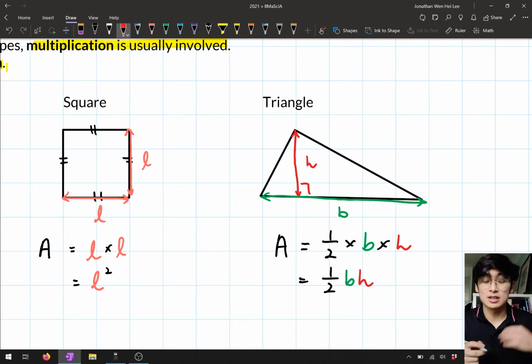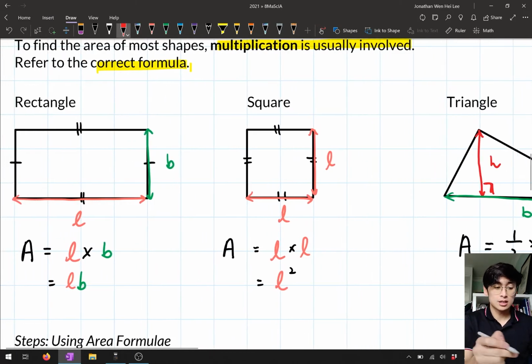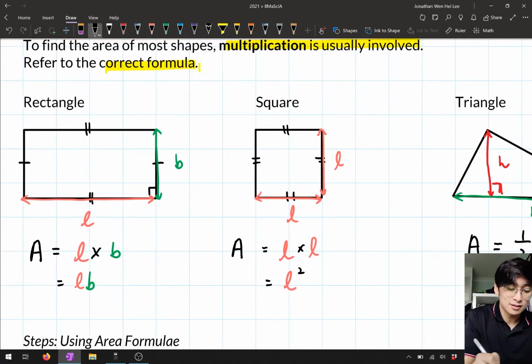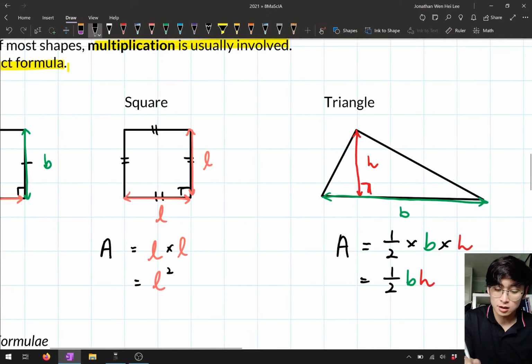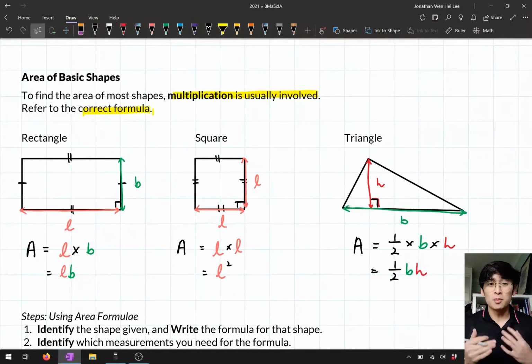An important thing to notice is that we need to make sure that our height is perpendicular, at 90 degrees, just like the other ones. Notice here, all our length and our base, they meet at 90 degrees. These all meet at 90 degrees. So here, we need to make sure that our height is at 90 degrees to our base. Okay, so these are the area formulas that we need to use.